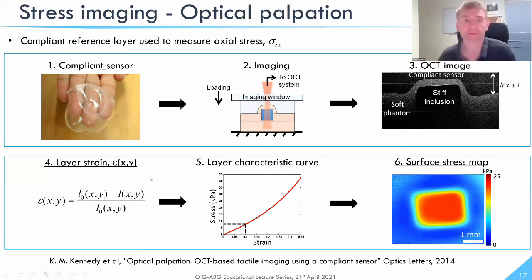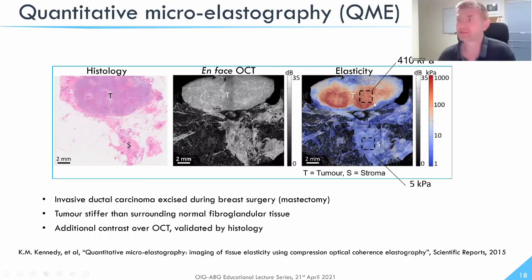this case, we look at invasive ductal carcinoma and we see a much greater elasticity in the cancer compared to the surrounding stroma. And we highlight as well that this is much greater contrast than you can see in the OCT image, where just based on the optical contrast, you can't really distinguish the tumor from the surrounding stroma.